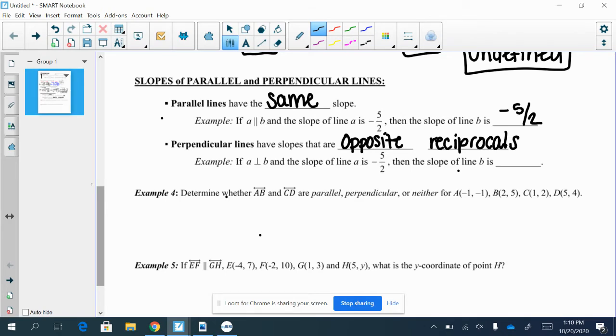So here, if A is perpendicular to B and the slope of line A is -5 over 2, then the slope of line B, flip it, and since it's already negative, it becomes positive. So it would be 2 over 5.